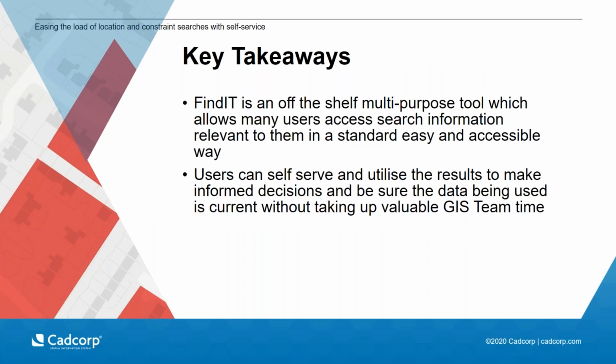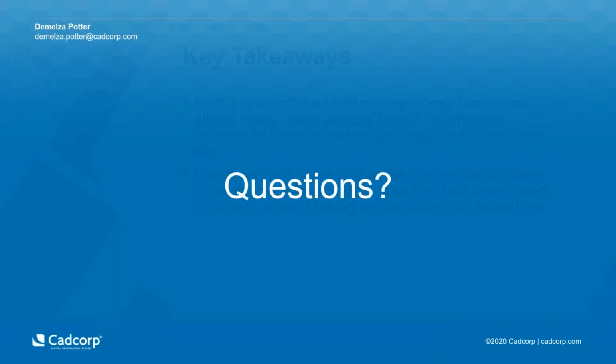So just to start rounding up today, Find It is an off-the-shelf multi-purpose tool which allows many users access to search information relevant to them in a standard, easy and accessible way. Users can self-serve and utilize the results to make informed decisions and be sure that the data being used is current without taking up valuable GIS team time.